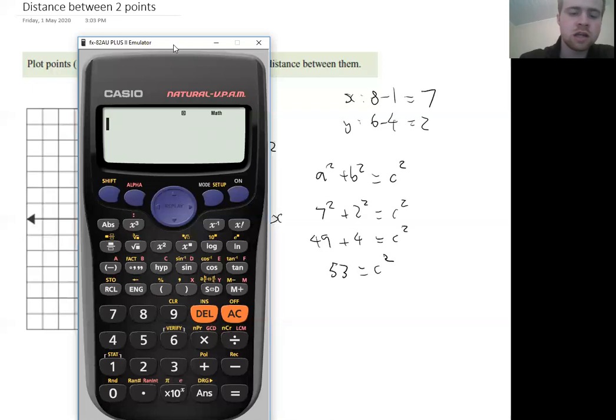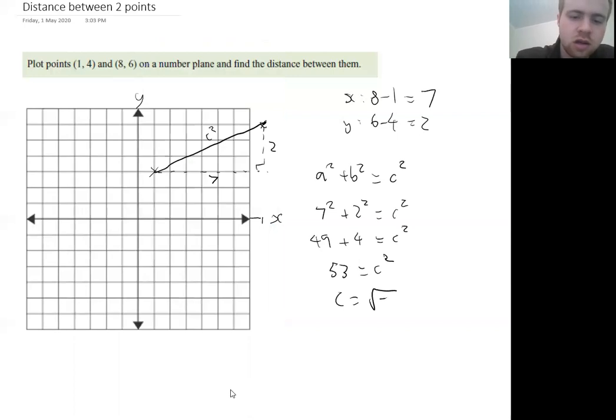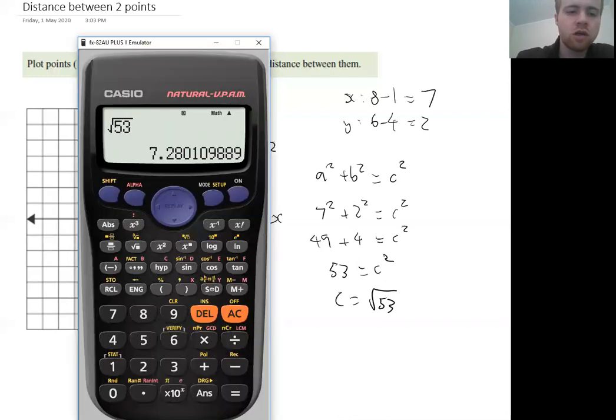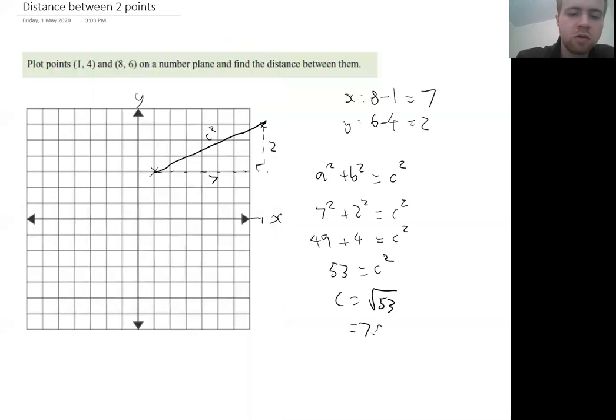Okay, then the last thing we need to do is square root both sides. So the square root of 53 equals 7.280. Now it doesn't say how many decimal places to leave it in, so we can just leave it as this. The distance between those is going to be square root of 53. If we were to round it off, we could say equals 7.28, and that's to 2 decimal places. Okay, so we found the horizontal component, we found the vertical component, and then we used Pythagoras to find that distance.